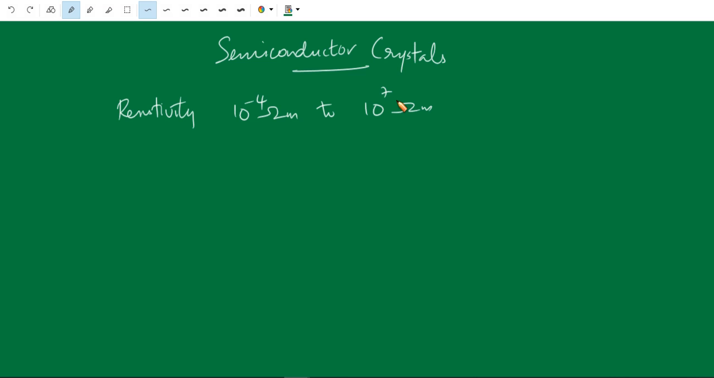Now, at absolute zero, the perfect crystals of semiconductors are almost insulators. That means intrinsic semiconductors at 0 Kelvin are normally insulators. Now let us talk about some compound semiconductors first.